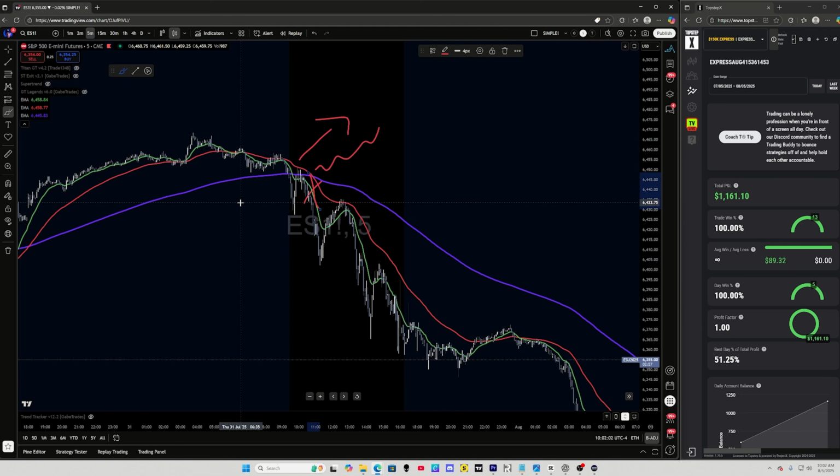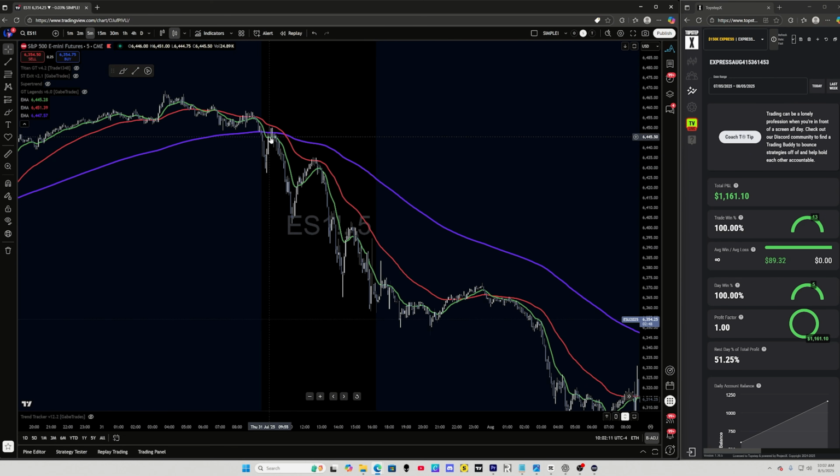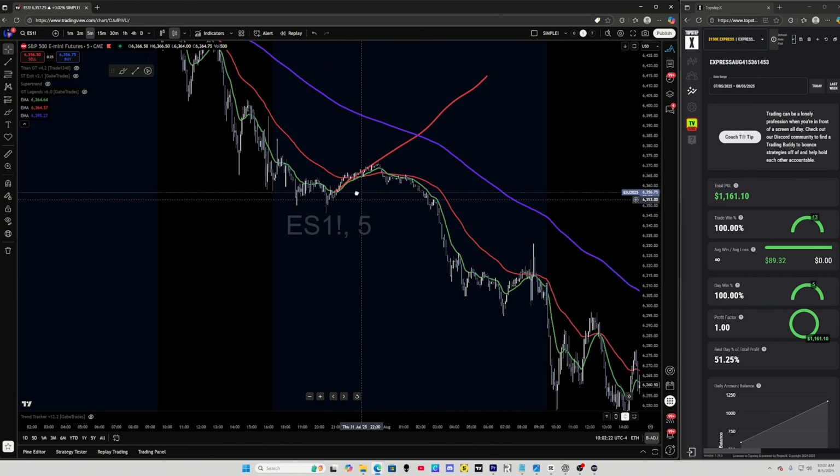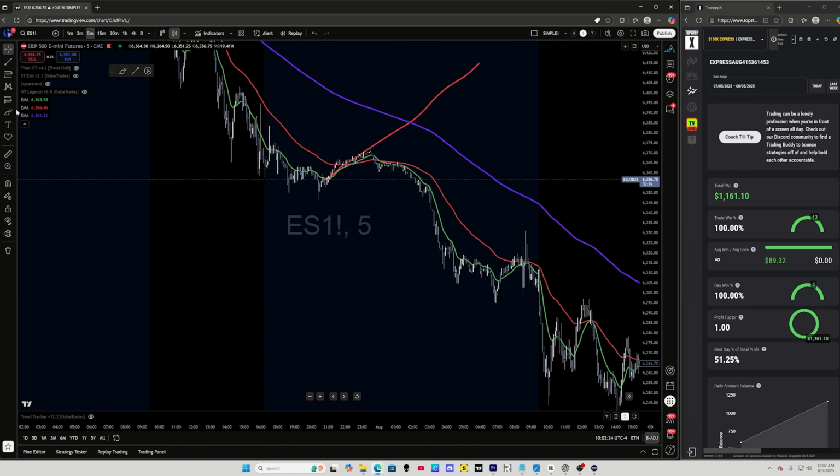The 200, right, is the mother of all EMAs. Expect a rejection of sorts. Okay. And with that being said, I do not like to trade against it. I do not like to take these type of trades going against the trend. I like to take these type of trades right here.